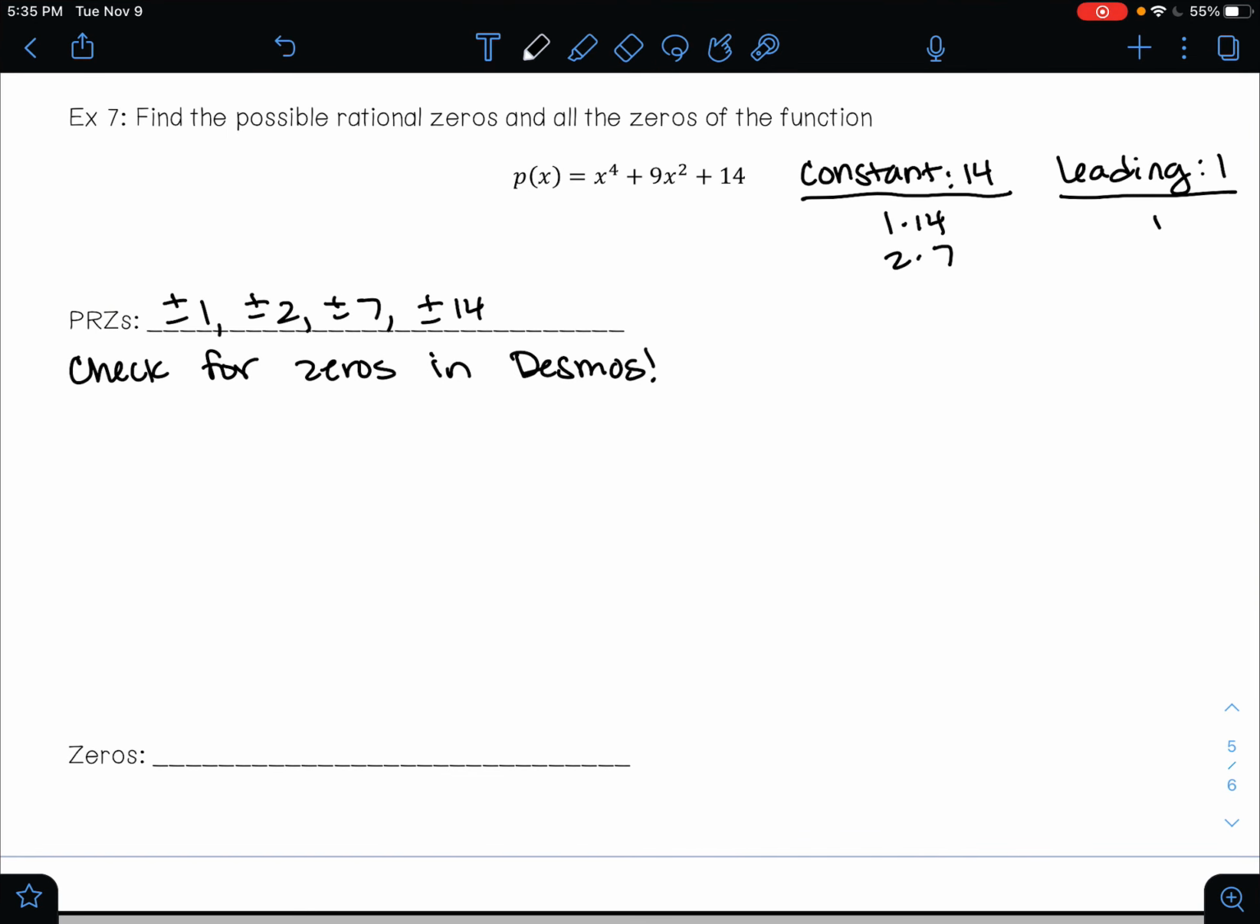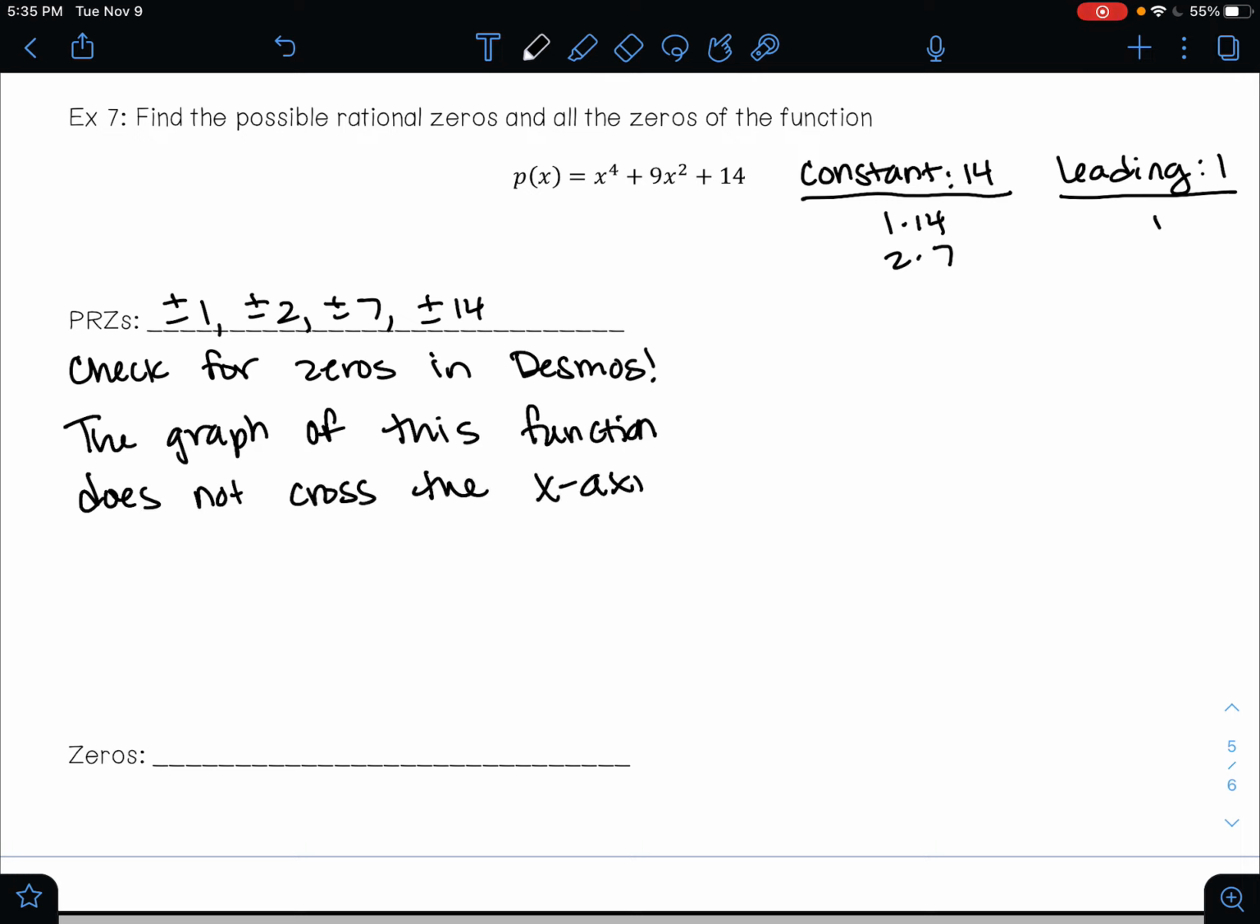So let's write that down. The graph of this function does not cross the x-axis. That means that all solutions are imaginary. So when this happens, the first thing that you're going to try to do is you want to try and factor.